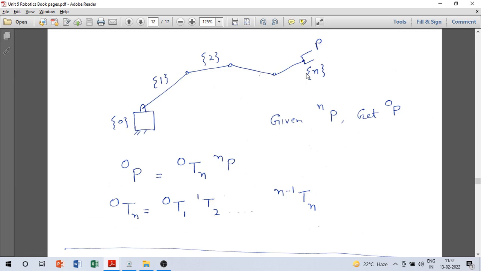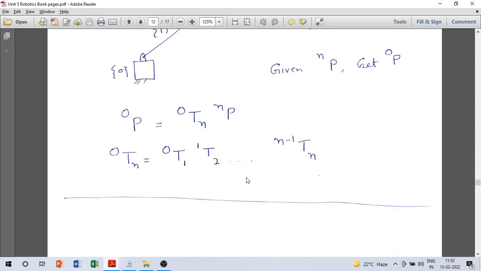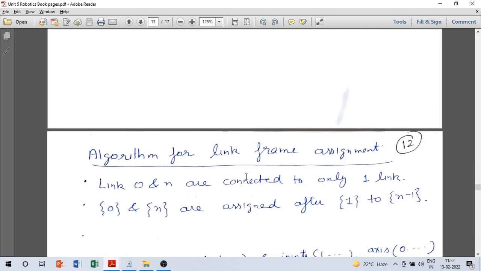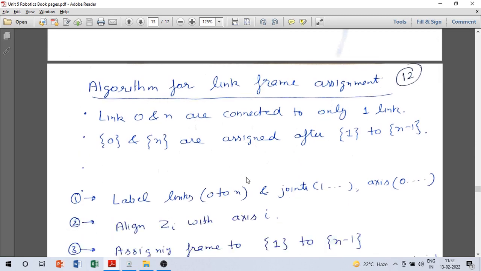Now we have this transformation matrix, and if we have the description of P in frame n, we can get the description of P in coordinate frame 0, the base frame. So that is the forward kinematic problem. Yeah, that actually ends this topic, and I'm going to stop here and continue in the next session.